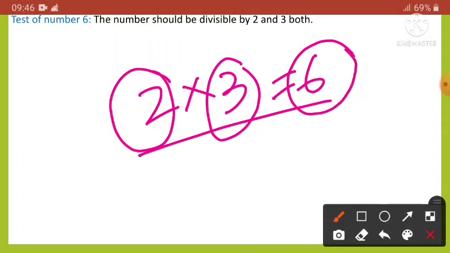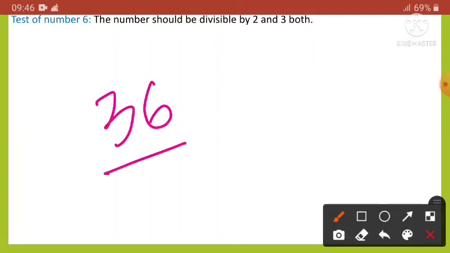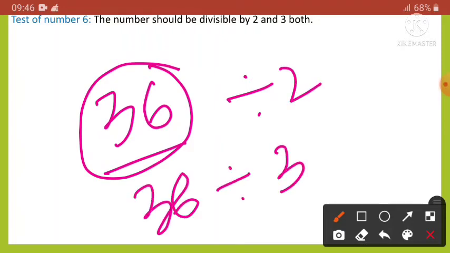Okay, so let's take an example. Suppose I am taking the number 36. Is it divisible by 6? How can we check? If this number is divisible by 2 and if this number is divisible by 3 both, then we can say it is divisible by 6.